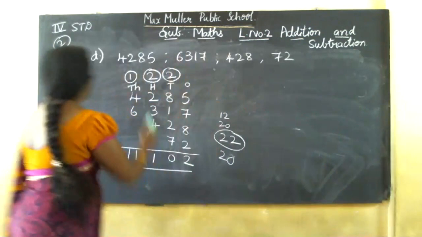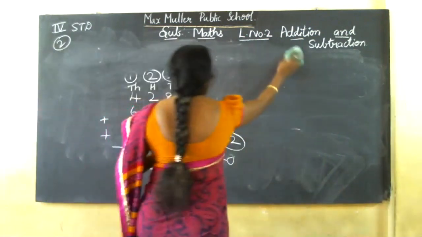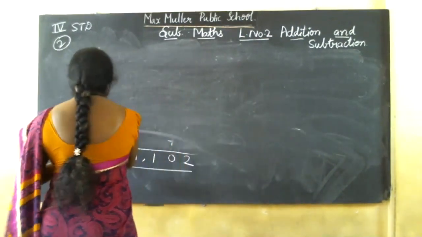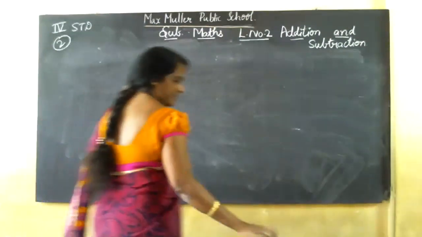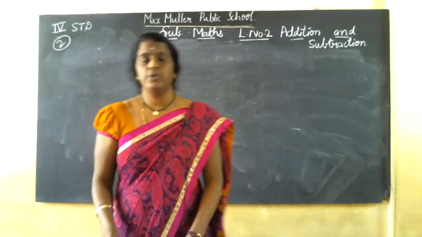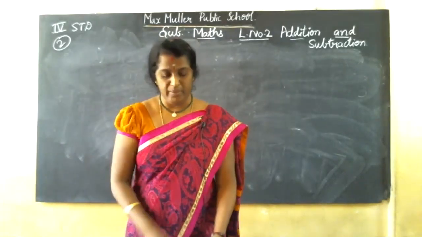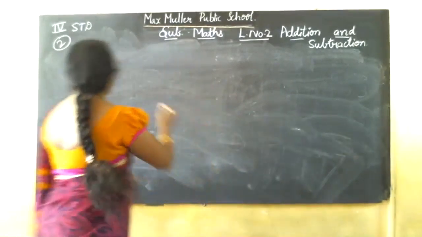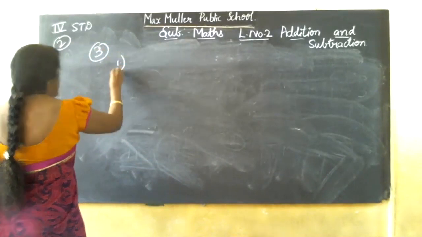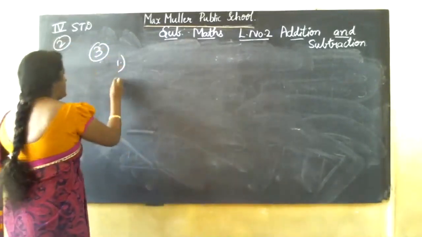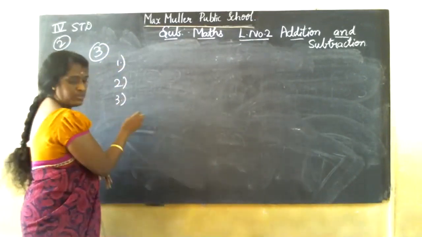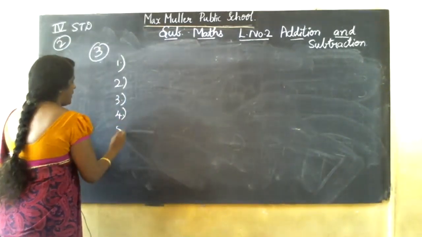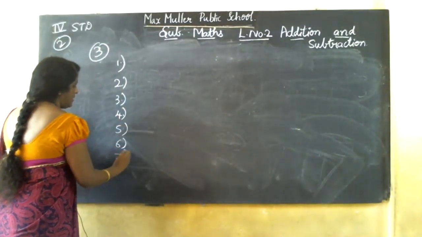Yes, shall I rub the board? Yes, exercise 2. You completed first main, you completed second main. Third main, fill in the blanks. Third main, first one, fill in the blanks. Second one, third one. How much is there? 4, 5, 6, 7. Write the direct answer.